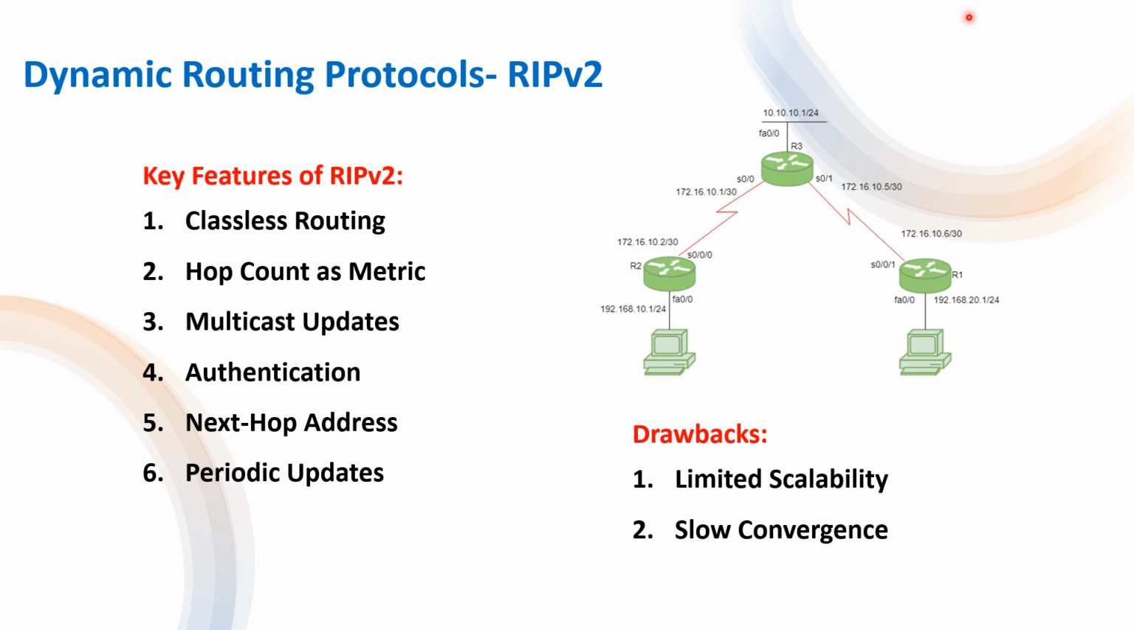Some of the drawbacks of RIP version 2 are limited scalability. Despite the improvements, the maximum of 15 hops still limits RIP version 2's effectiveness in large networks. Like RIP version 1, RIP version 2 can take time to converge, which may cause routing inefficiencies during network changes.